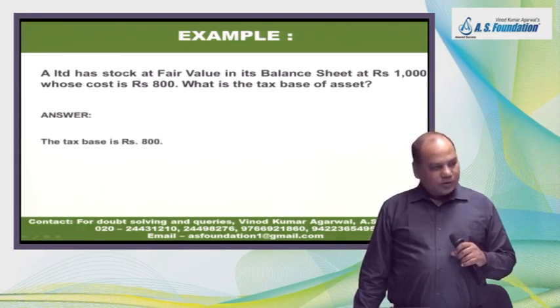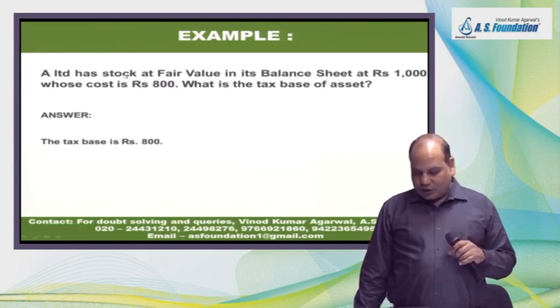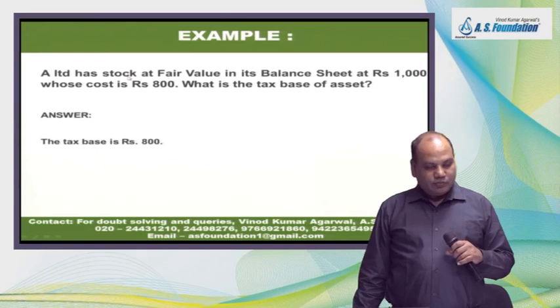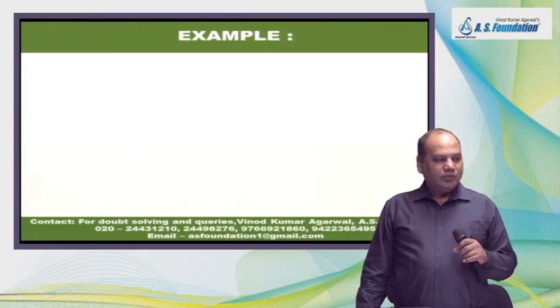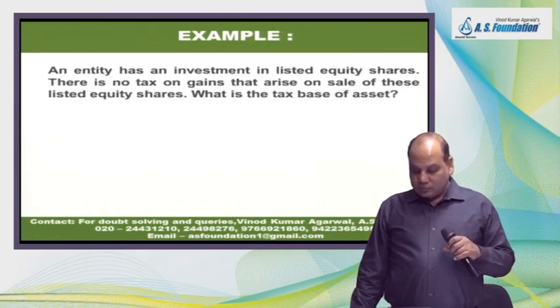So write down, tax base is rupees 800. Now here stock means maybe financial asset stock, not the inventory, because in inventory it will not be allowed to increase your value above the cost. So maybe this is a financial asset which is carried at fair value.